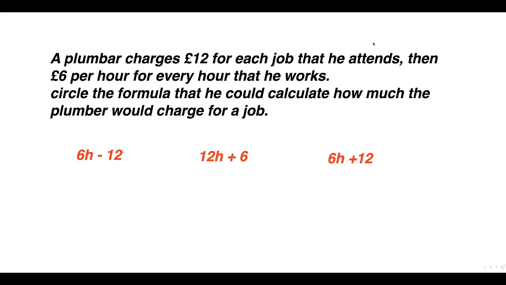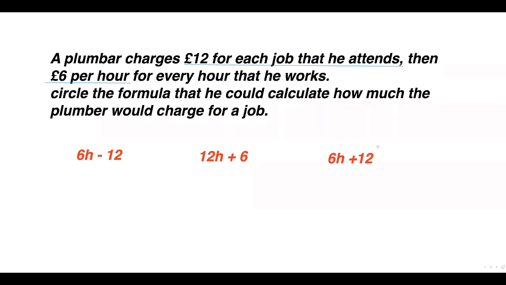Okay, so with word problems, what I like doing is always highlighting the key points. We know that he gets £12 for each job that he attends. That means it doesn't matter what he does, he'll get £12 just for attending the job. Then he will get £6 every hour. So if he works 4 hours, he'll do 6 times 4, plus the 12, because the £12 he'll get anyway. Even if he does 1 hour, he'll get £12. If he does 5 hours, he'll still get £12.